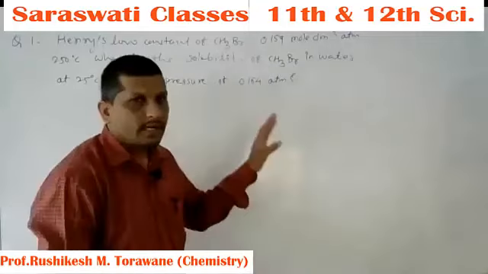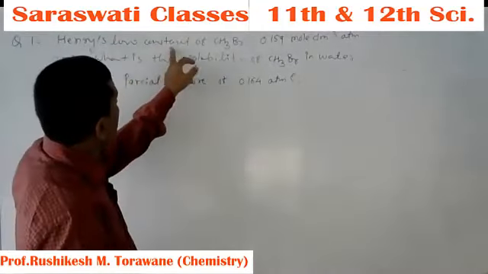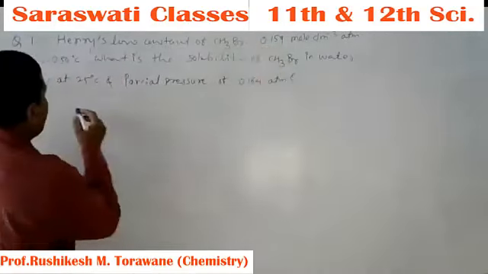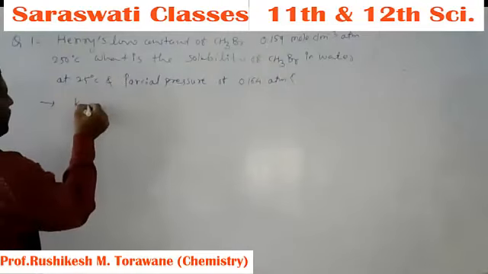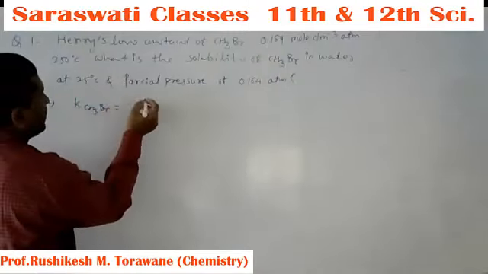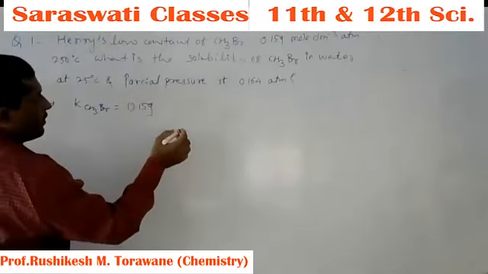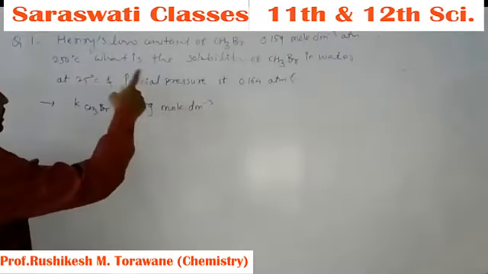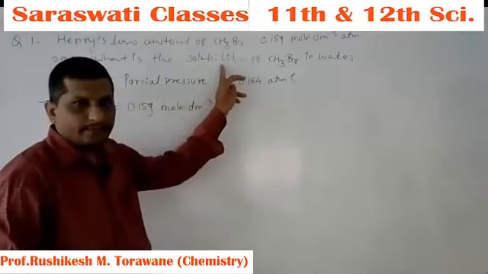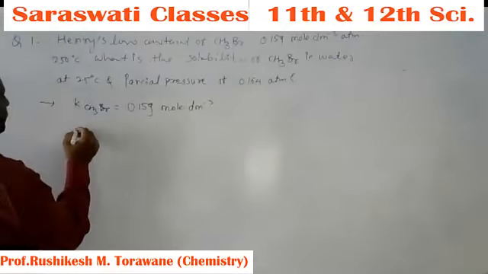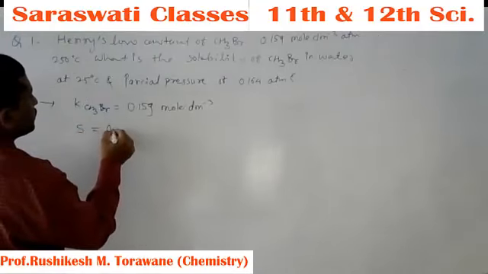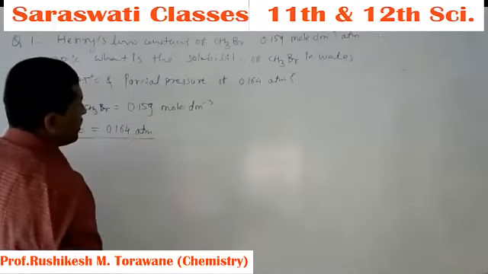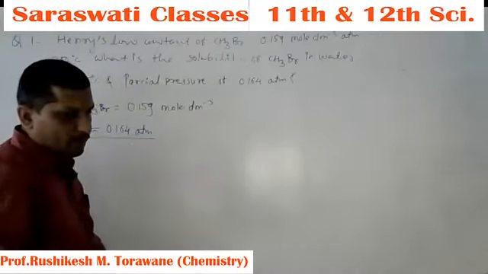Here it is clearly said that Henry's constant of CH3 bromide, what is Henry's constant? KCH3Br value. It's very easy. Moles per dm cube. Another is, it says solubility. What is the value of solubility? S is equal to 0.164 atmospheric pressure.